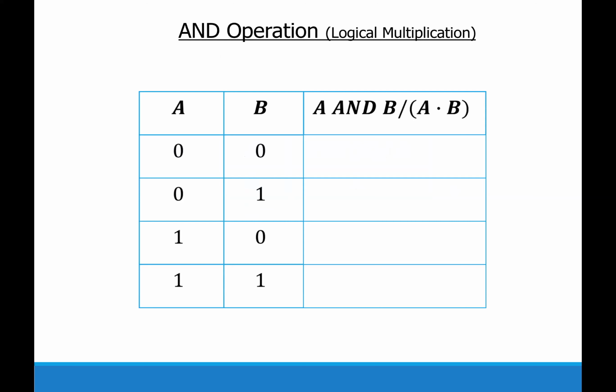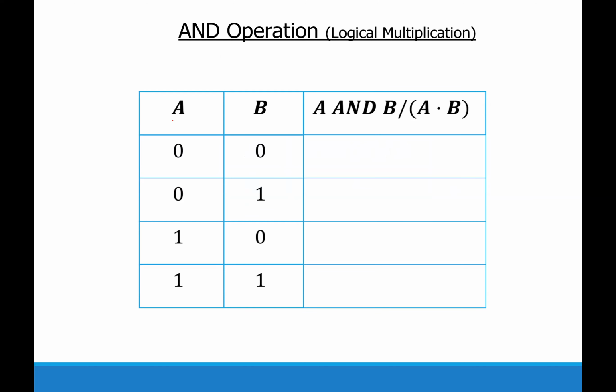Now for the AND operation, we have 2 inputs, right? 2 inputs A and B. The first input combination is 0, 0. The second one, 0, 1. And the next one, 1, 0. The last one, 1, 1.